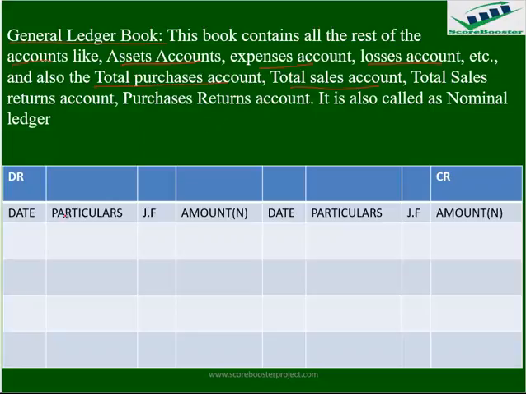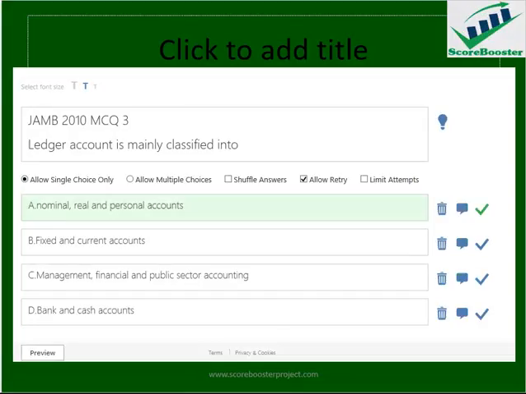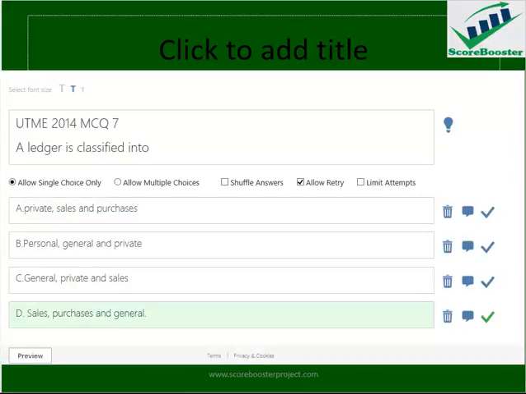Now, this is how ledgers look. I have the date, I have particulars, I have amount. So this is the debit side, and here is the credit side. Remember last time we also discussed how to post, which ones will go to the debit and credit side of a particular item. Now we have also given you some of these past questions from the examiner, which I believe if you go through them, you shall be able to understand properly.